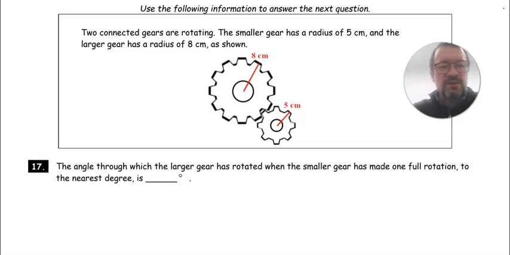Okay, so this question says that two connected gears are rotating. The smaller gear has a radius of 5 centimeters and the larger gear has a radius of 8 centimeters as shown. The angle through which the larger gear has rotated when the smaller gear has made one full rotation, to the nearest degree, is blank degrees.